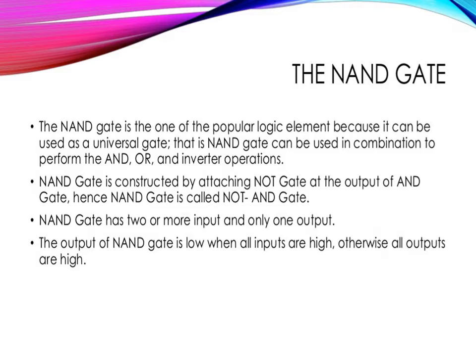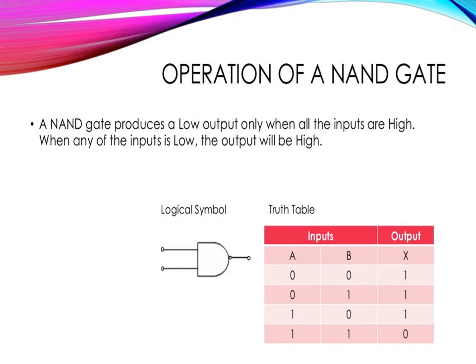NAND gate has two or more inputs and only one output. The output of NAND gate is low when all inputs are high. See here the operation of a NAND gate.